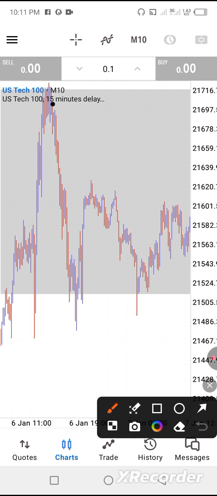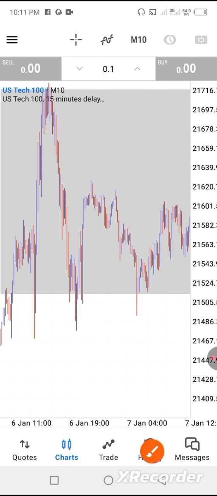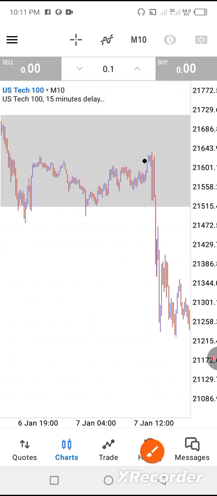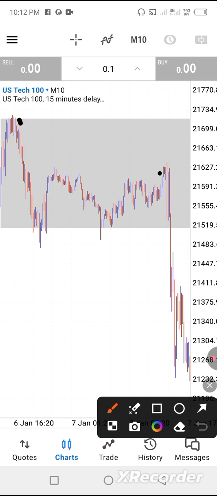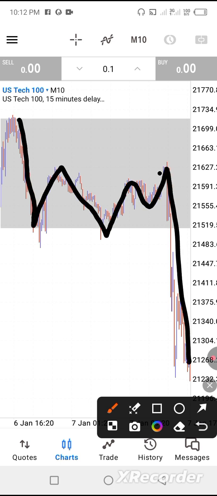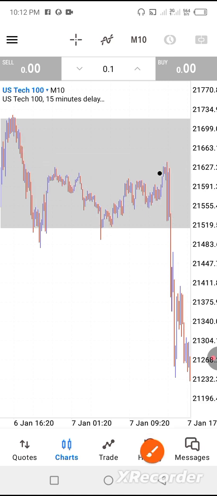Price was coming down here. You can see this. Price was coming down here. You see what price did here? See what price did, okay? Let's naked the chart and see more.